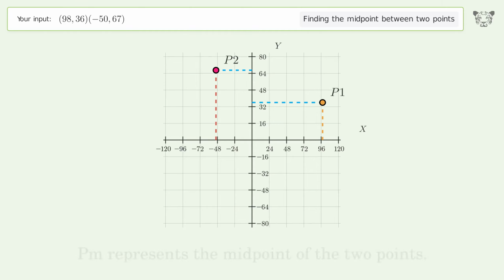Use the y values in the midpoint formula to find the midpoint's y. y1 equals 36. y2 equals 67. Simplify the arithmetic. And so, the midpoint is 24, 51.5.